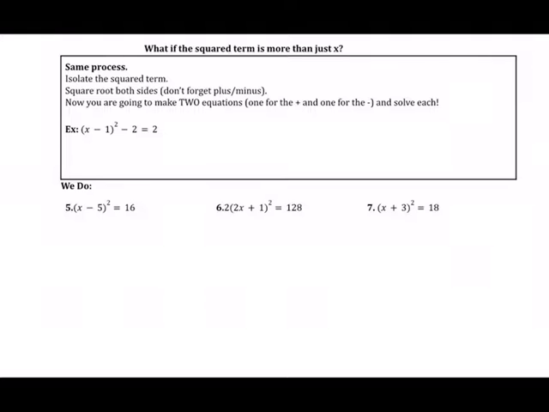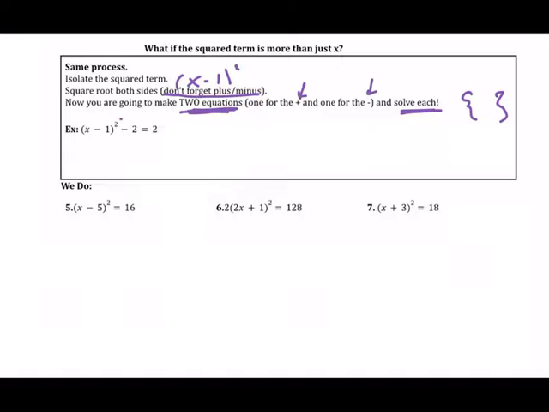So you're going to go through the same process. You're still going to isolate the squared term, just now that might look a little bit more complicated. You're still going to isolate that term that is being squared. You're still going to square root both sides, and don't forget the plus minus symbol. But now, just like you did when you were factoring, you're actually going to make 2 different equations, one for the positive version and one for the negative version, right? The plus and minus. And you're going to solve each separate equation, and then you're going to write your final answer using set notation.